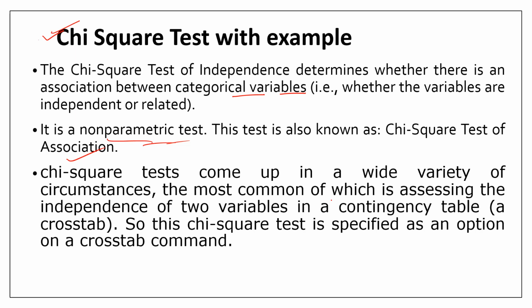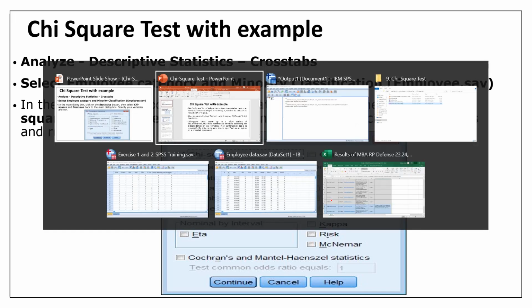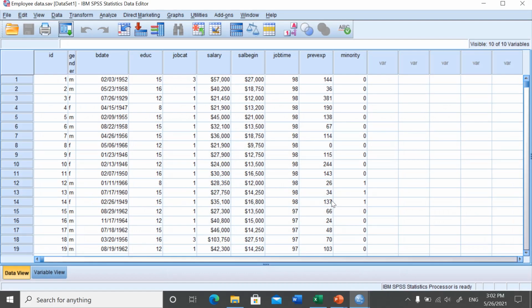How are we going to understand these things? We can understand them with the help of an example. Let us move on and see one example of the chi-square. The example we are going to take is the employee data file. This data set you can find in the SPSS software itself.